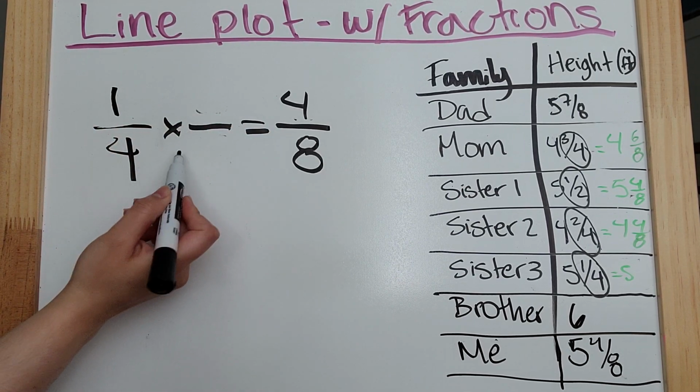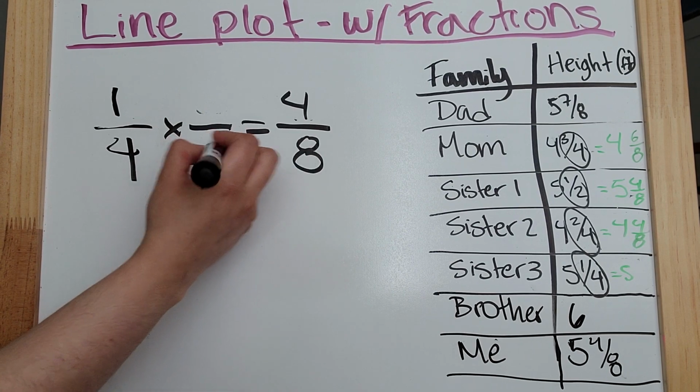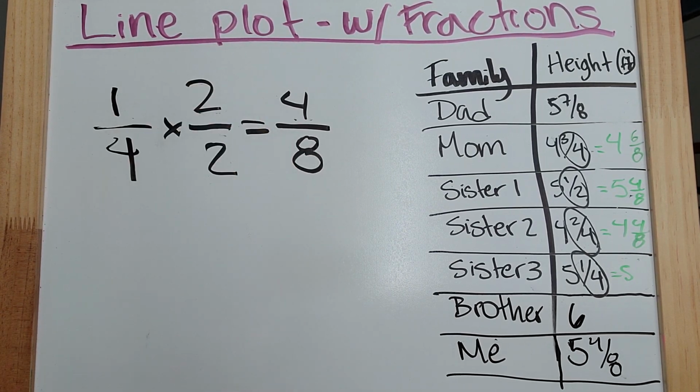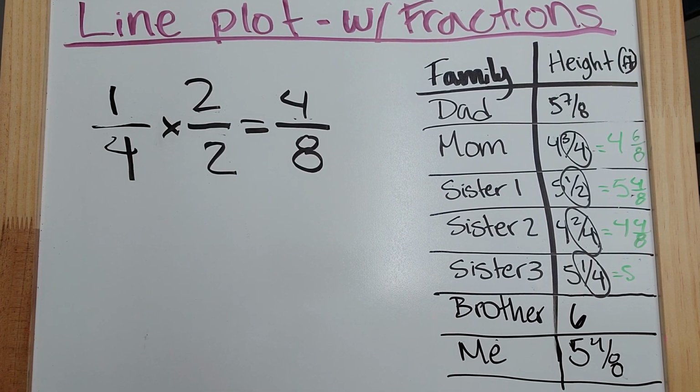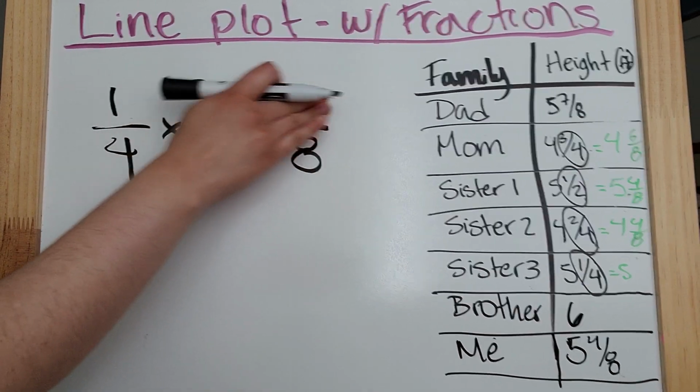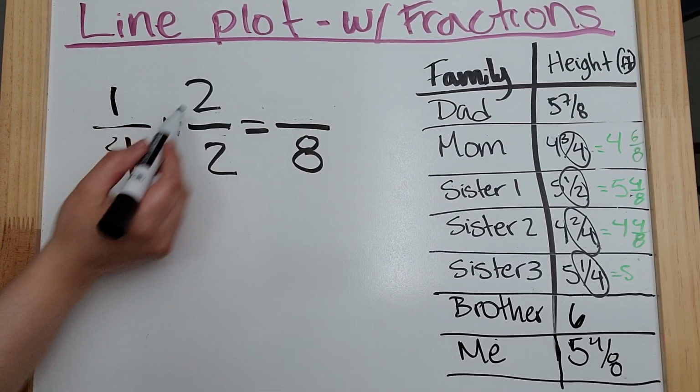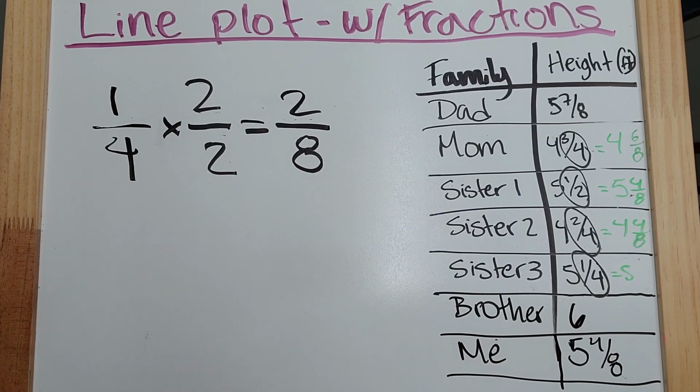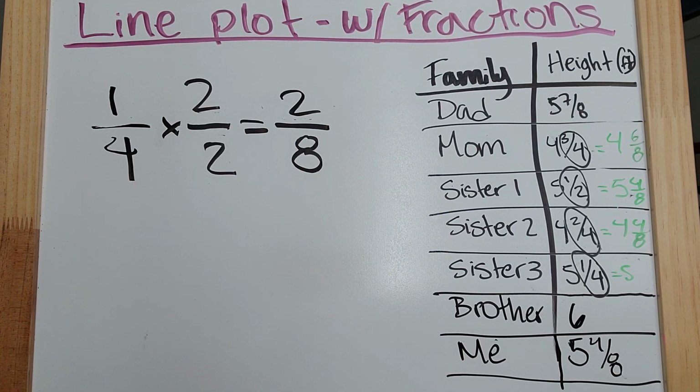Okay, so now I go to 1/4. So 4 times what equals 8? 4 times 2. Whatever you do to the denominator, you do to the numerator. So this, I forgot to change this. 1 times 2 equals 2. So then 1/4 equals 2/8.